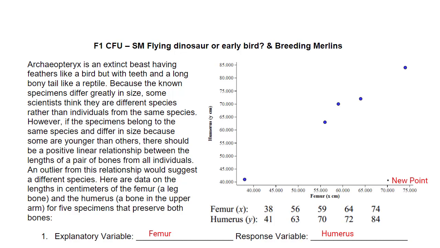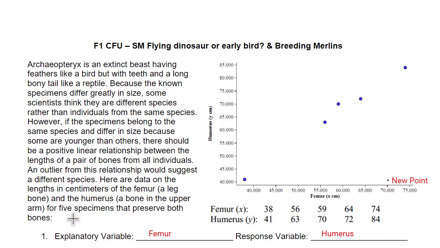So Archaeopteryx is an extinct beast having feathers like a bird, but with teeth and a long bony tail like a reptile. Because the known specimens differ greatly in size, some scientists think they are different species rather than individuals from the same species. However, if the specimens belong to the same species and differ in size because some are younger than others, there should be a positive linear relationship between the lengths of a pair of bones from all individuals. So an outlier from this relationship would suggest a different species.